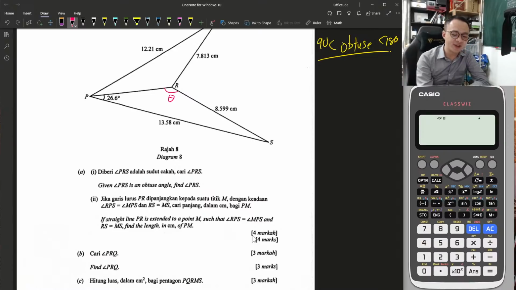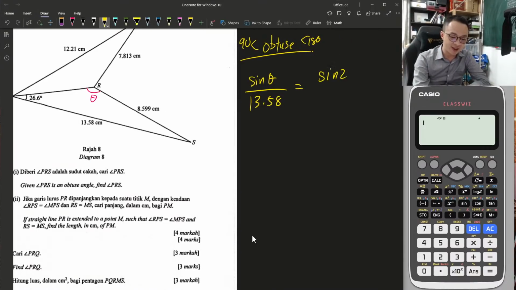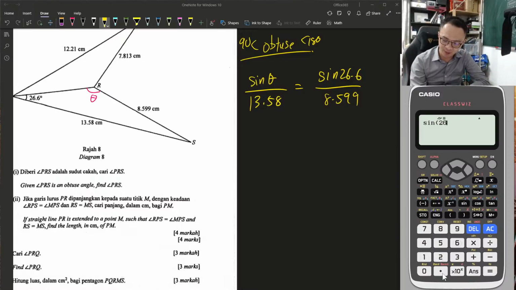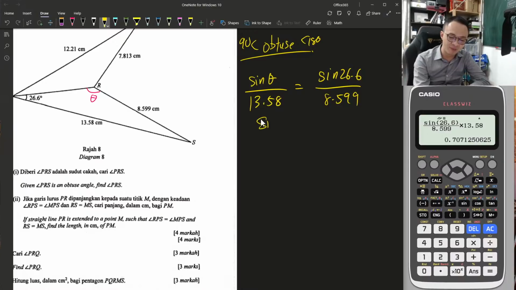Let's do it. Obviously, it's a sine rule, isn't it? So I will just do it here. So sine theta over opposite length 13.58 equals sine 26.6 over 8.599. Okay, put at least 3 decimals. Make sure you calculate it in degrees because right now everything is in degrees. So I will just do sine 26.6 close bracket over 8.599 multiply 13.58, and then I will get some value. If you want more marks, you just write this one down with at least 4 decimals.